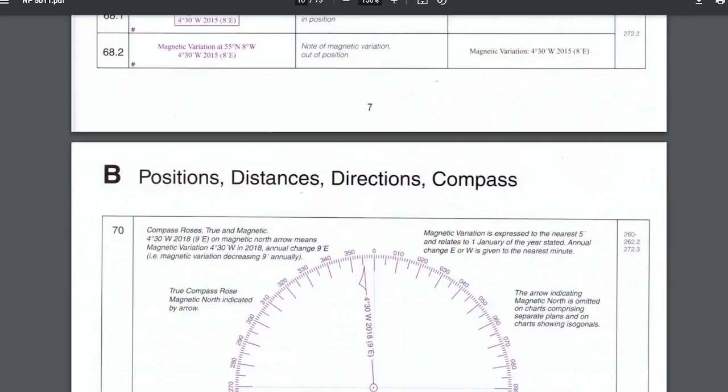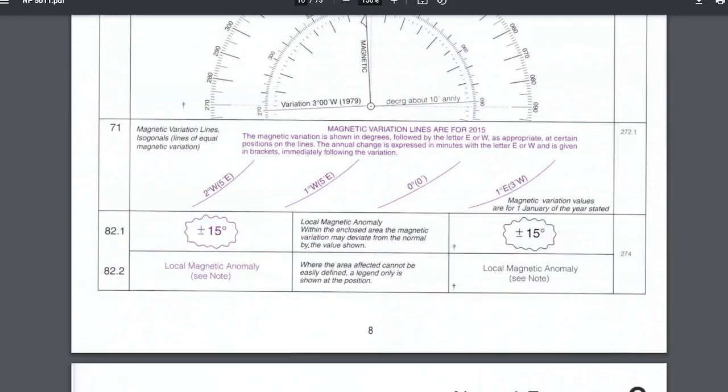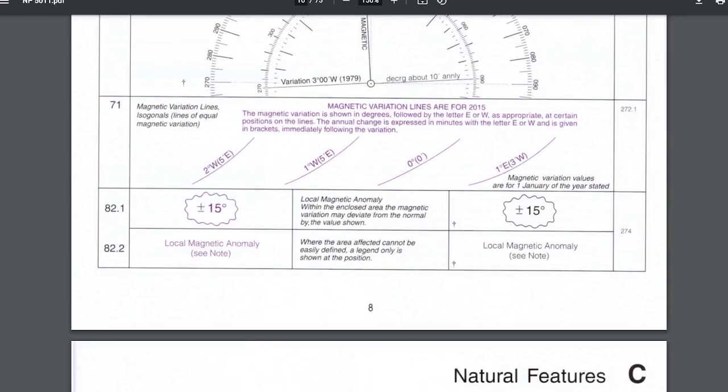And yeah, what this means is deflection, that is, how much of a variation there is. 4 degrees 30 minutes west, and annually you need to compensate for that. It's written here, I guess. Annual change 9 minutes east, that is, magnetic variation decreasing 9 minutes annually. It's pretty self-explanatory, I guess.